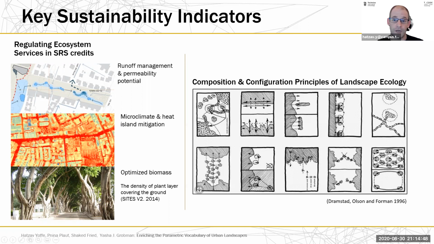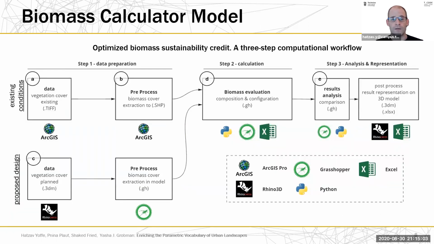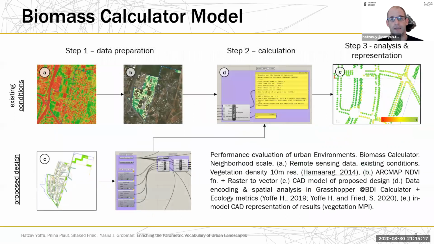The composition and configuration principles we are using are based on landscape ecology, which has been an established research field in landscape architecture for the past three decades. In our model, we compare existing vegetation condition to proposed design conditions. It is made of three steps. First of all, there is data preparation, then there's calculation, and then there's the analysis of the results. The analysis is an in-model representation.